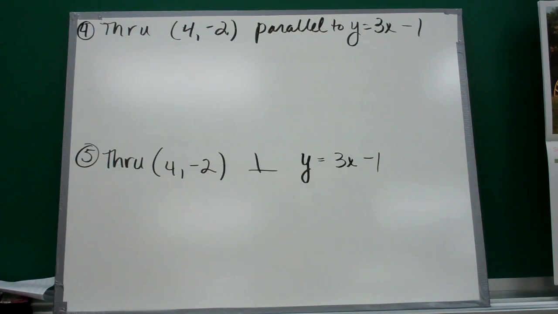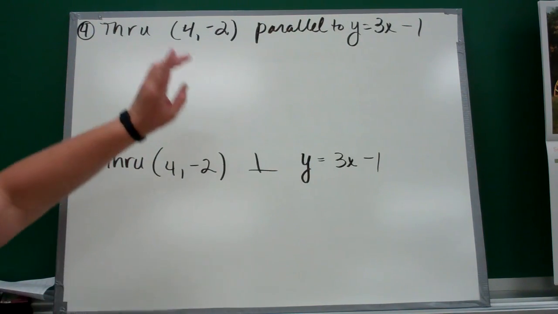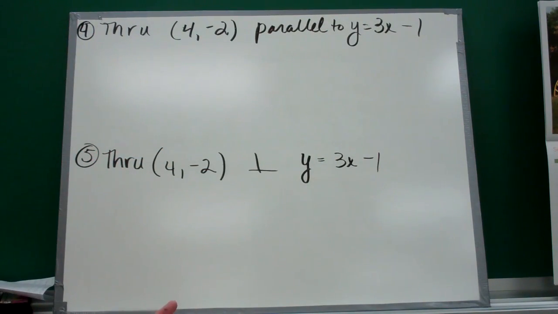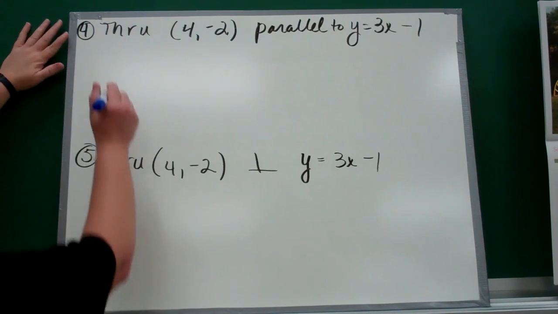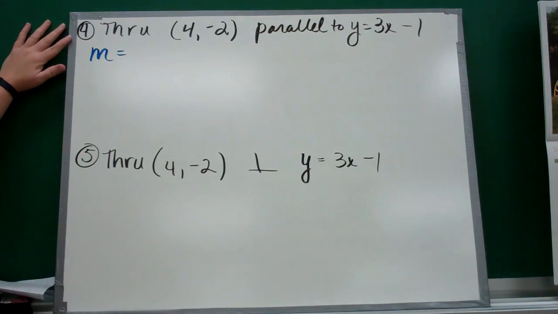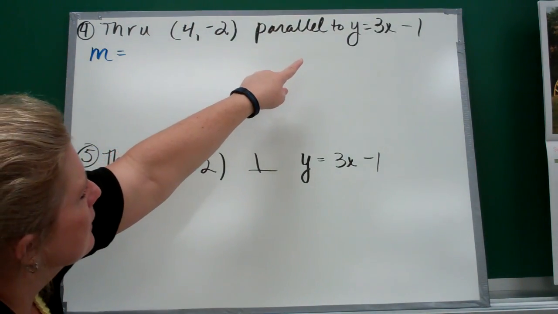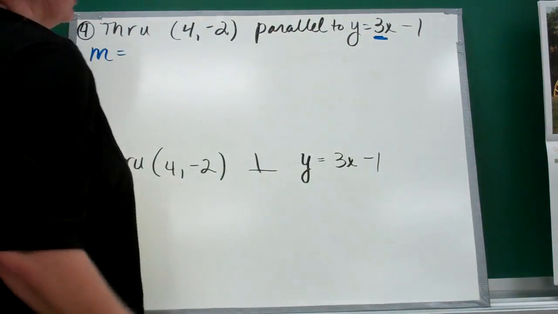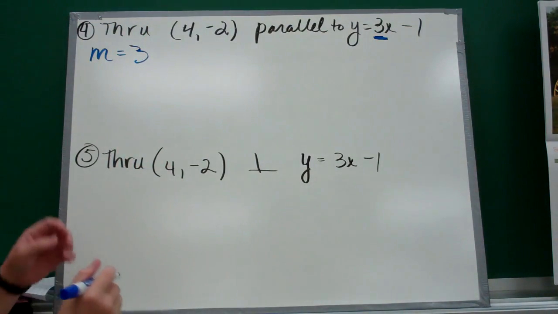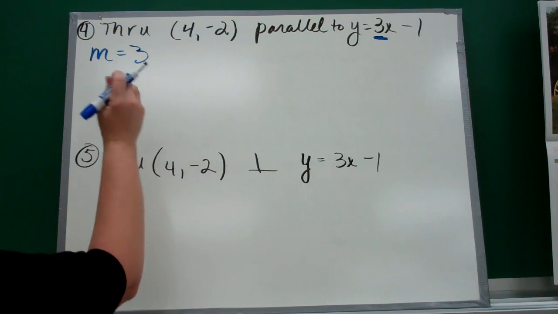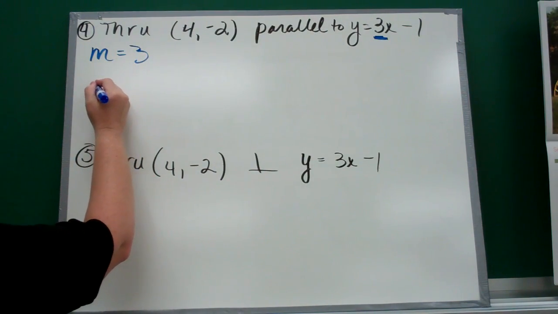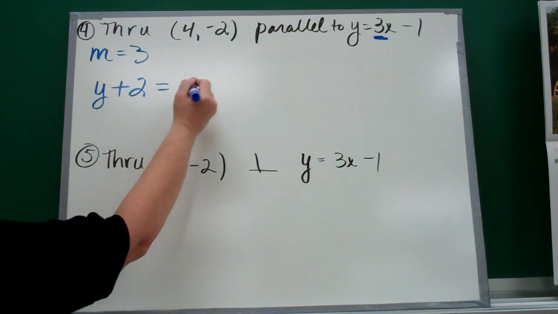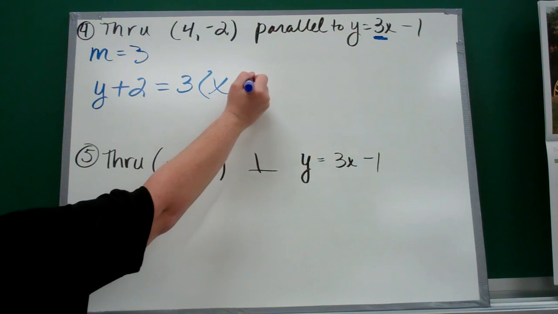Okay, parallel and perpendicular. We want it through this point and parallel to that. Well, we've got point-slope form, but we need the slope. So what's the slope of our new line going to be? m's going to be what? Well, if it's parallel to this line, it's got to have the exact same slope. So the slope of this line is 3, so the slope of our new line must also be 3. Now we've got a point and the slope. y minus negative 2, minus a negative, equals 3 times x minus 4.